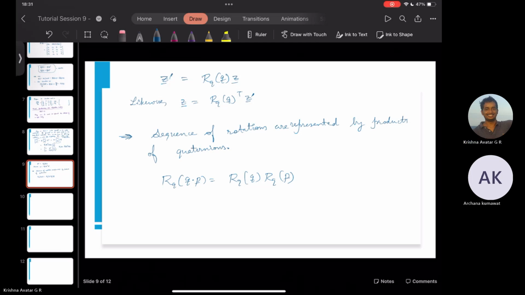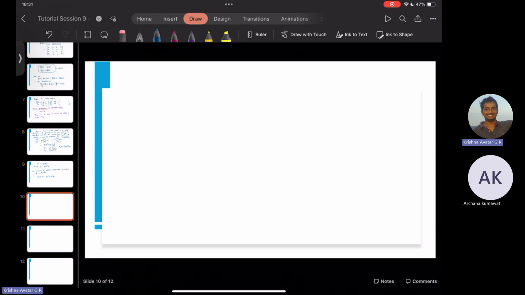So now let's just come to quaternion rates to angular velocity.